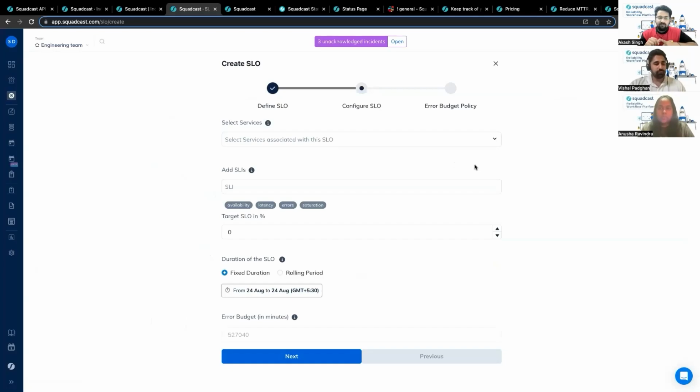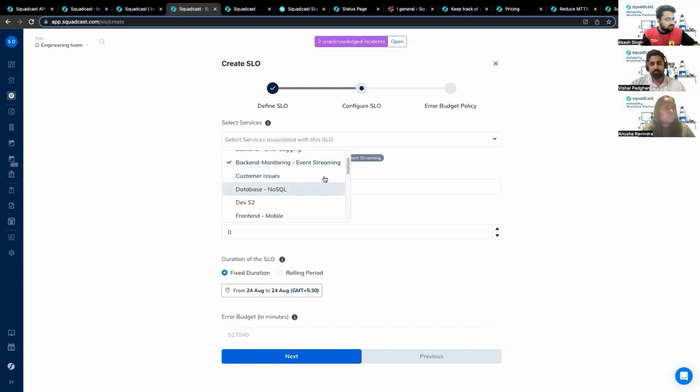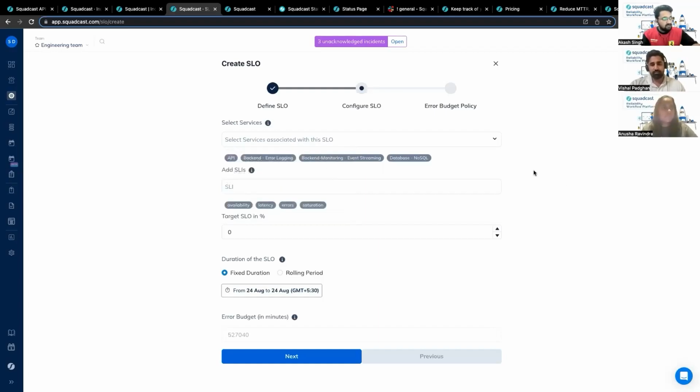The first step in configuring the SLO would be selecting the services that would be affecting this SLO. So in my case, since I'm creating an SLO for website uptime, APIs could be a service that can affect it. Backend can again be such a service, database, of course. Once these services are selected, then you would select the service level indicators that would be affecting this SLO. These indicators can be like availability, saturation, errors, latency, for example. All of these can be then defined in here.